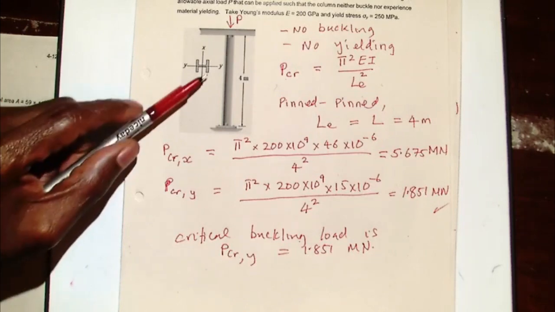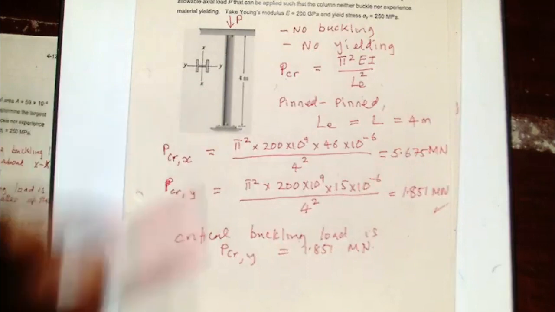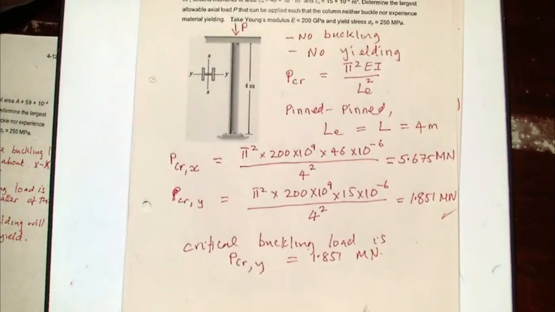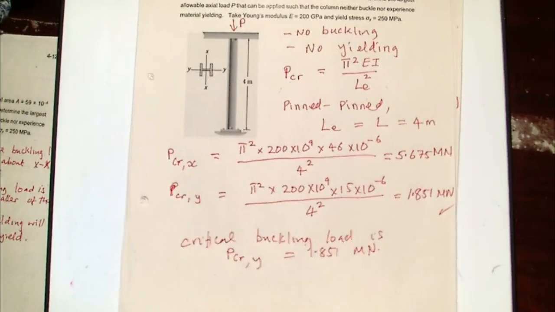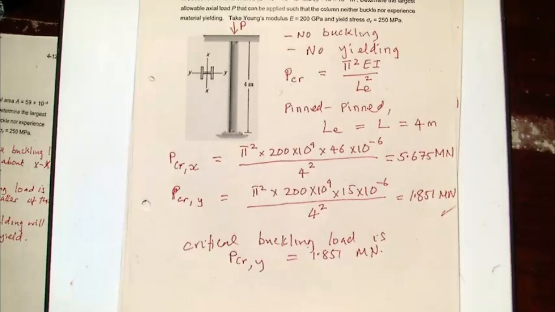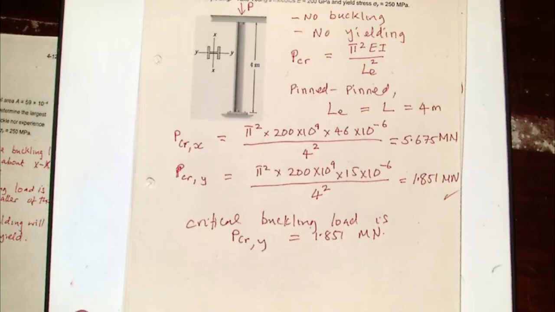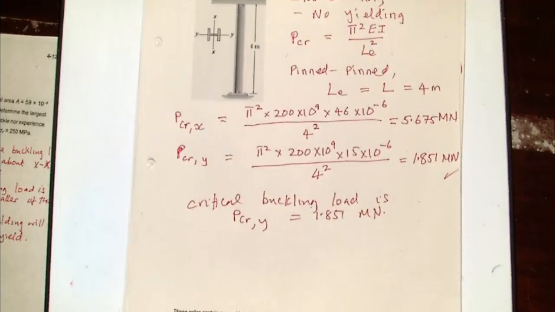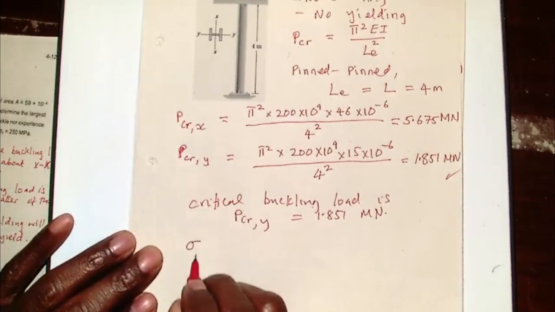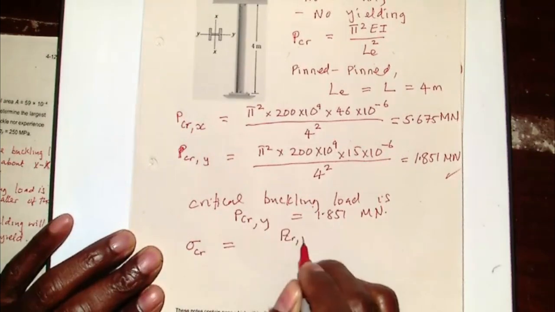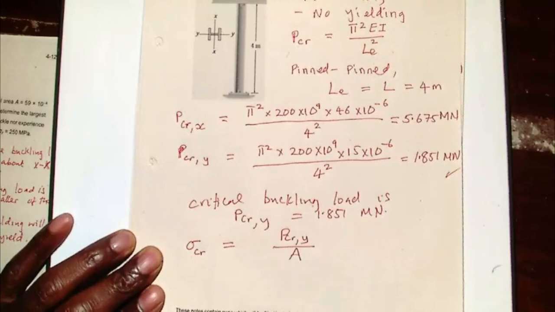Because this can fail by yielding before it actually buckles. So we go back and we want to check whether that critical load will give us a stress that will exceed the yield stress of the particular material that you are using. So let's do that. We're going to find what is the critical stress when it buckles. That will be the critical load over the cross-sectional area.